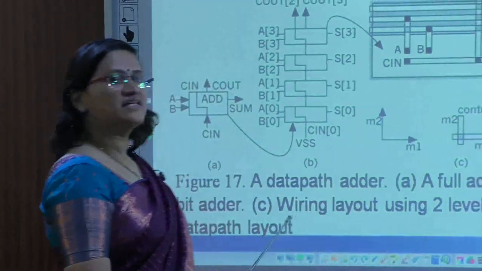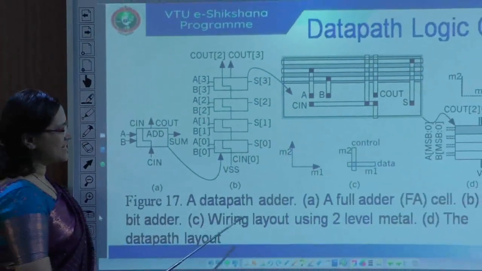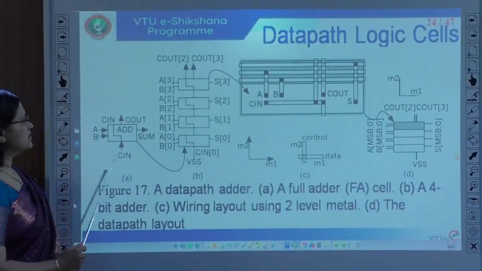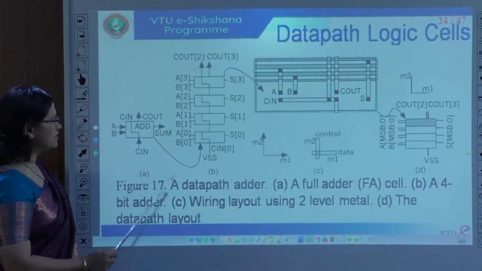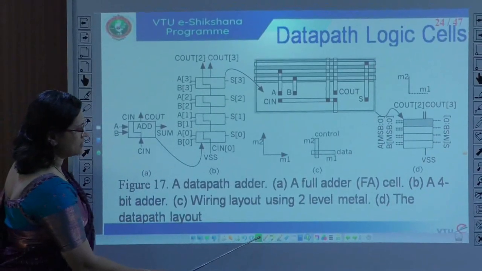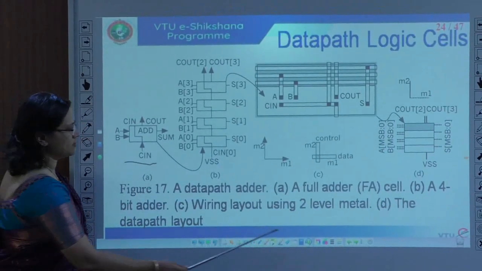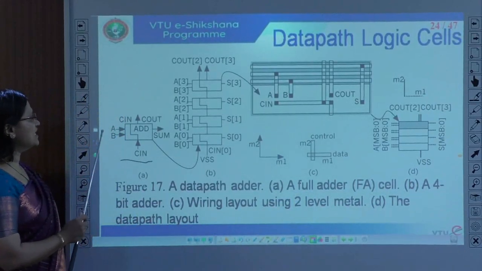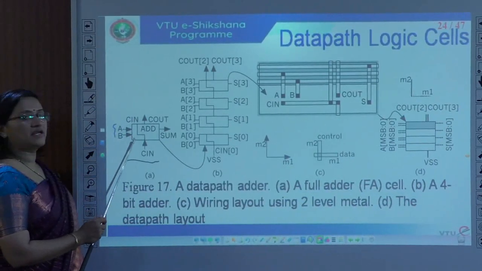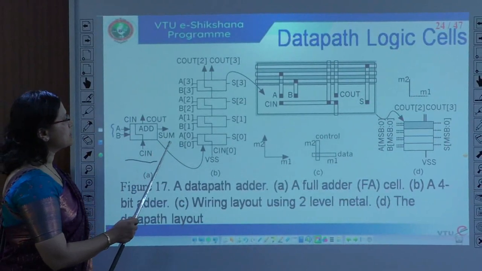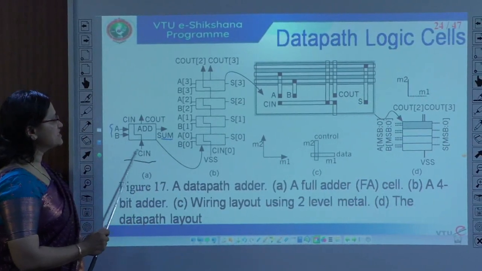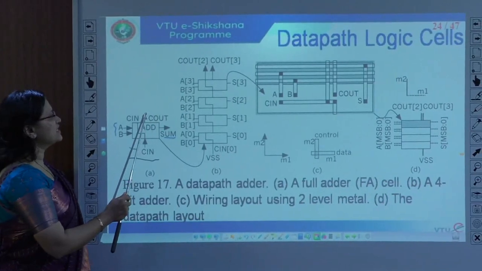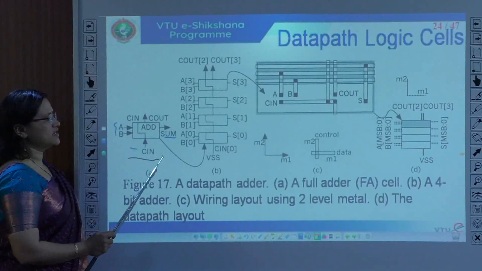Look at this diagram here. This is a data path adder. Figure A shows a full adder, a single bit full adder. You can see here A and B are the inputs and Sum is the output, and this is the carry input C in, and there is a carry output C out.